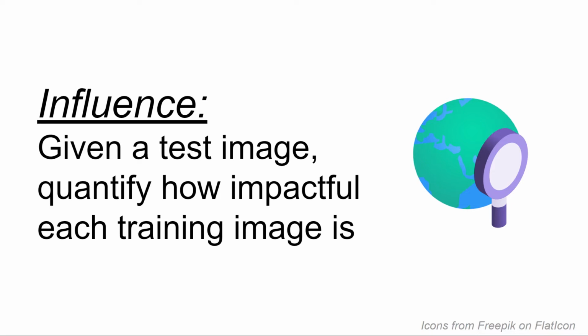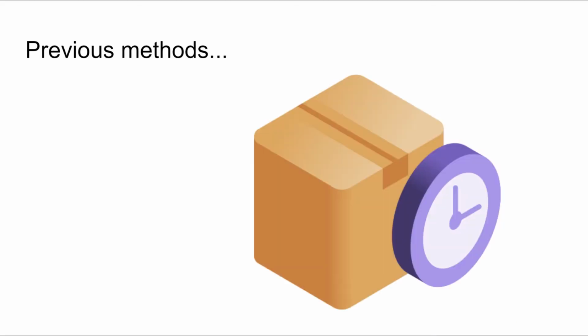Influence is a term that describes the following. Given a test image, we want to quantify how impactful each training image is in making a prediction on that test image. Previous methods required retraining the neural net again and again, leaving out just one training image at a time. Obviously, this was a tedious and time-consuming process.